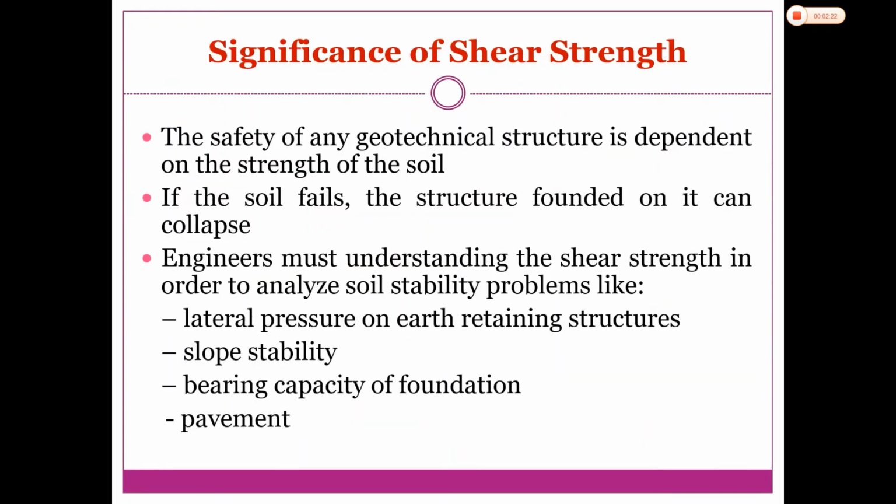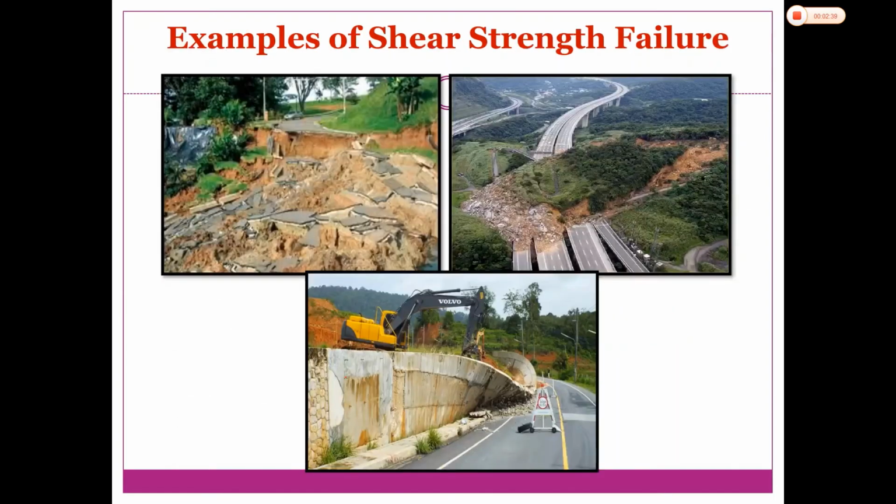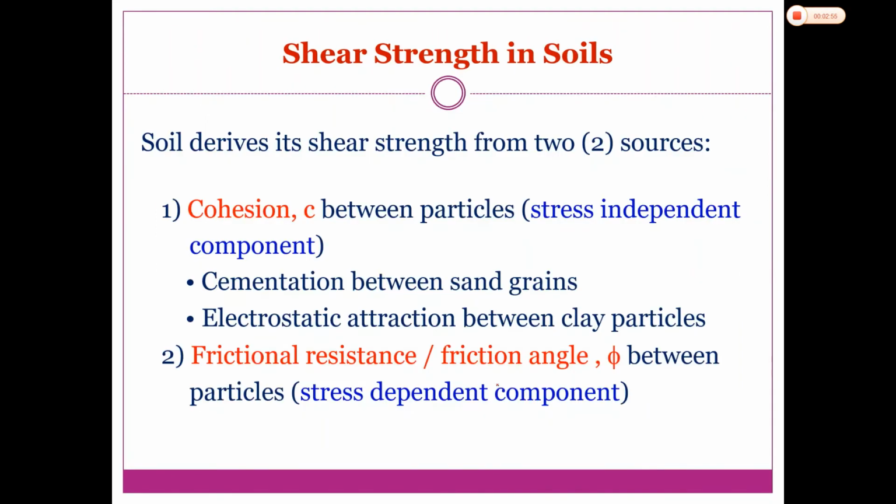Okay, so the significance of the shear strength is for the safety of the geotechnical structure, especially on the earth retaining structure, for slope stability, foundation, and also for the pavement. So this is an example of shear strength failure: landslide, rockfall, landslide, failure of the retaining wall.